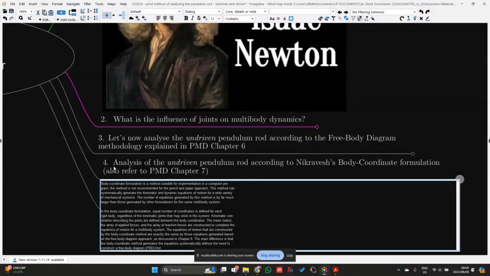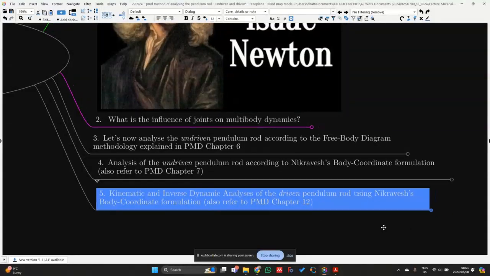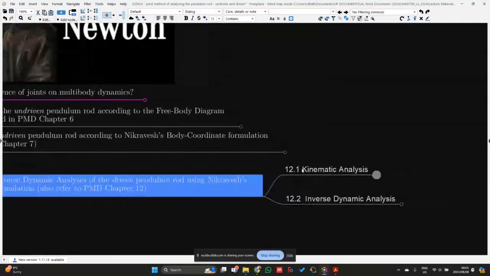For today's lecture, however, we're going to look at the kinematics and inverse dynamics of a driven pendulum rod. In this case, we're going to have some driver constraints, which means that we're going to have different accelerations depending on what the input moment, the input torque, is on the system. Once again, we can distinguish between a kinematic analysis and an inverse dynamic analysis for this system. Inverse dynamic analysis in the sense that we're going to prescribe some sort of an acceleration for the system, and we then want to measure what the resultant torque on the system is going to be.